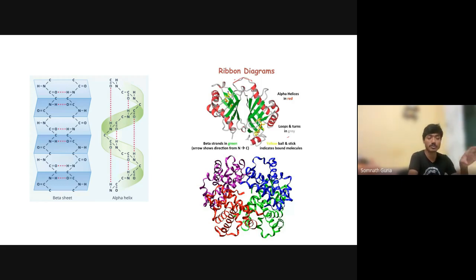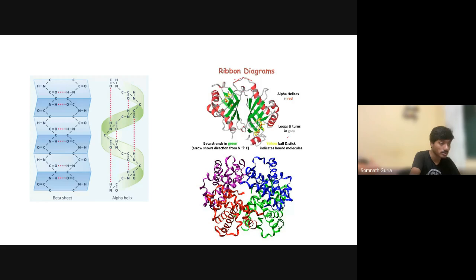Okay, so this is my alpha helix and beta sheet. We have the random coils, which are randomly oriented. Here you can see this is randomly oriented, or loops, and this is called a random coil. We have the beta sheet over here in green, and the alpha helix in red. We have some loops in gray, and the yellow ball and stick is the bound molecule we are talking about.